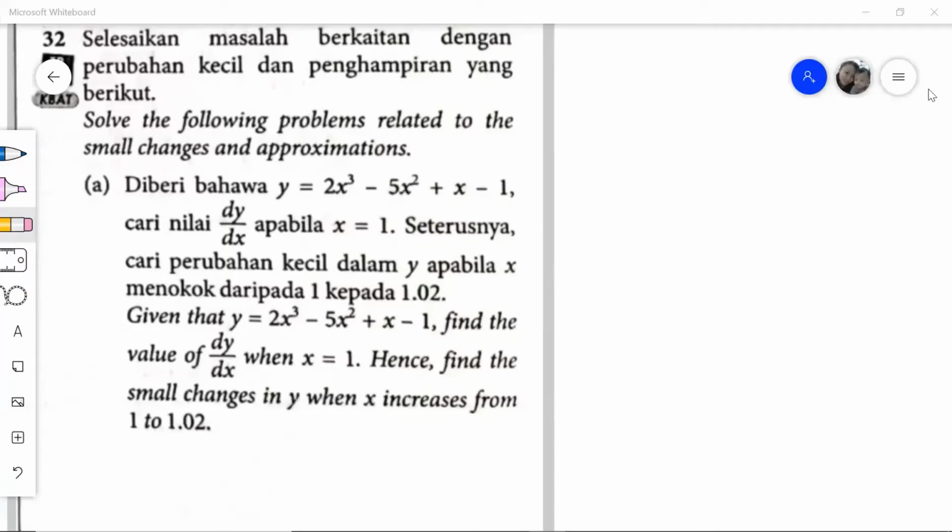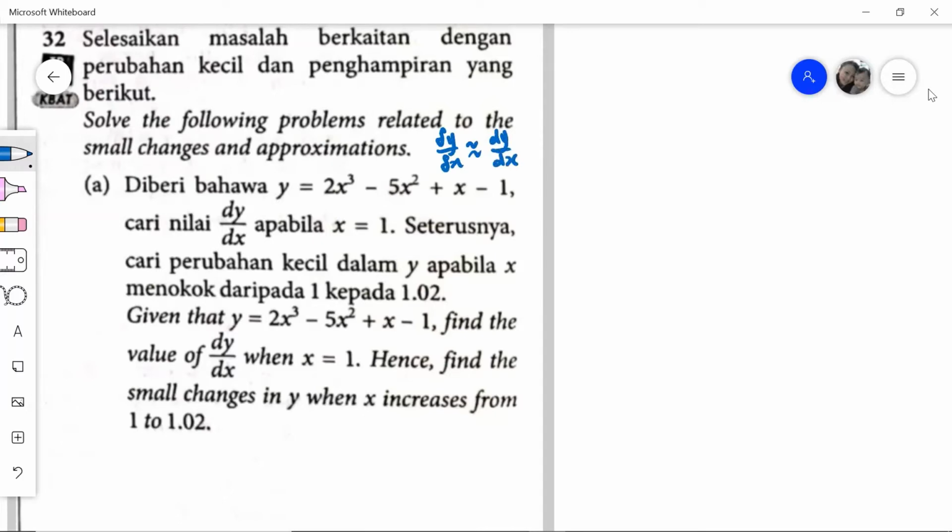Hi everyone, this is question number 32 in chapter 2. Solve the following problems related to small changes and approximation. This is the application of differentiation whereby we involve delta y by delta x approximately equivalent to dy by dx.